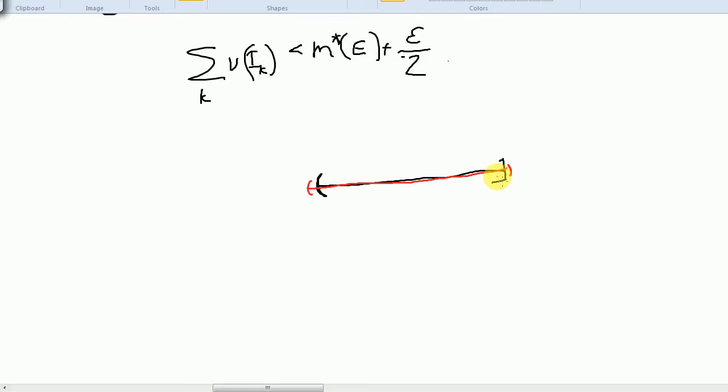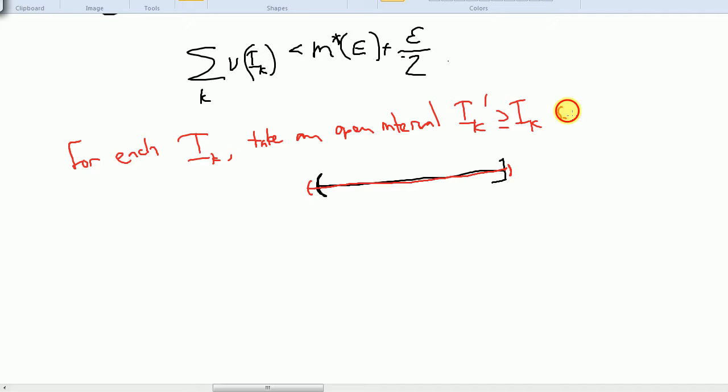So for each I sub k, take an open interval I sub k prime containing I sub k such that the measure, or the volume, of I sub k prime is less than or equal to, and we're going to make it really, really close, the volume of I sub k plus epsilon over 2 to the k plus 1. And here's where the k plus 1 comes in that we're going to use. Let me just write that a little more clearly.